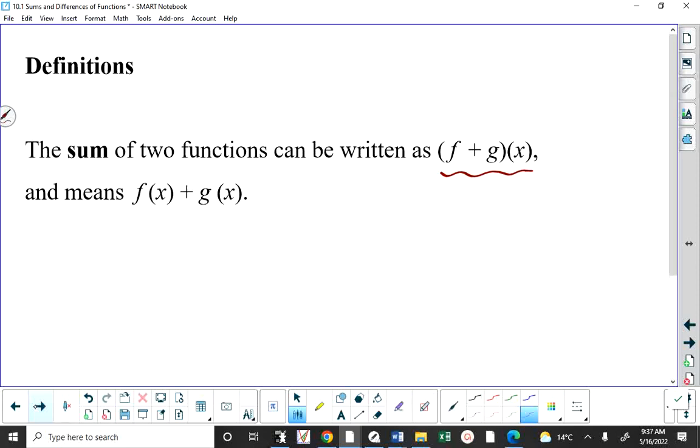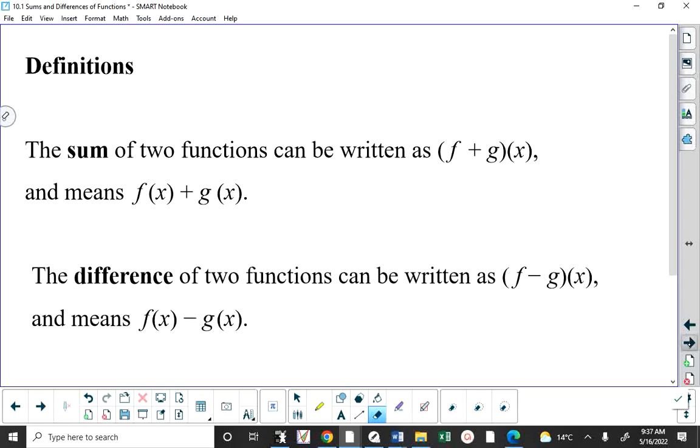And by the way, this isn't equal to f(x) plus g(x) because you're somehow multiplying the x through. This is not a variable f plus a variable g. It means two functions being added. The difference of two functions can be written as (f minus g)(x). And if you don't like that pause, then you should really think of it as f minus g, quantity of x. The whole thing is a function of x, and it means f(x) minus g(x).